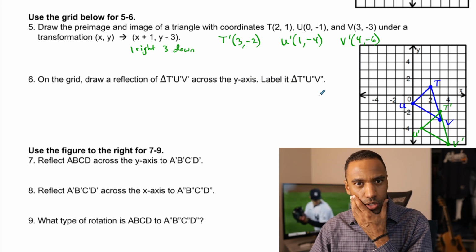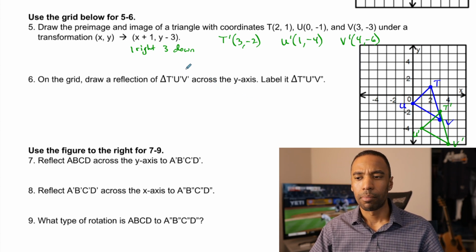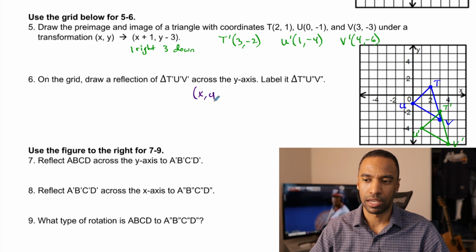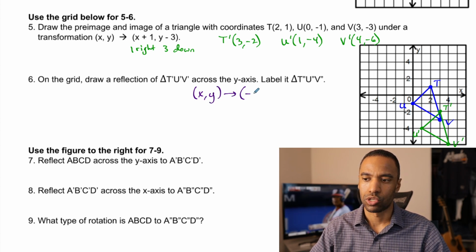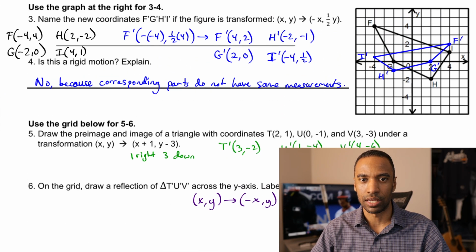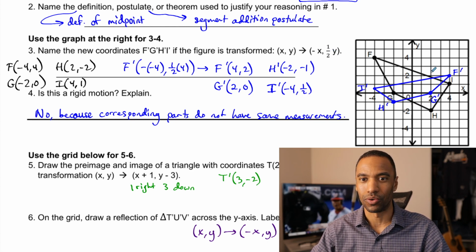Now, one of two ways you can do this, either by the graph or by the rule. They don't provide the rule for you, but in case you're curious on how to reflect across a y-axis, that rule would be going from (x, y) to (-x, y). Very similar to the one that we saw actually back on number 3. The difference is we're not taking half of y when we do it, but it will reflect.